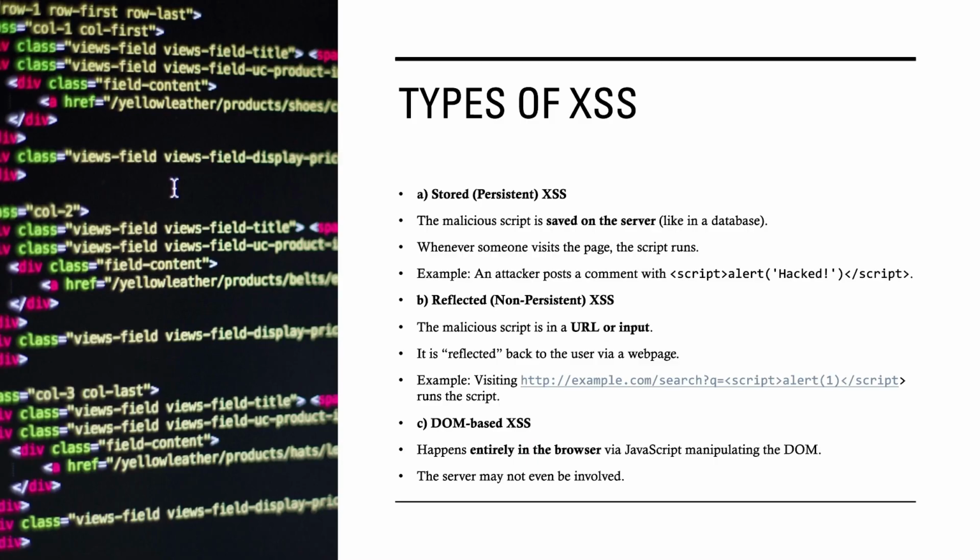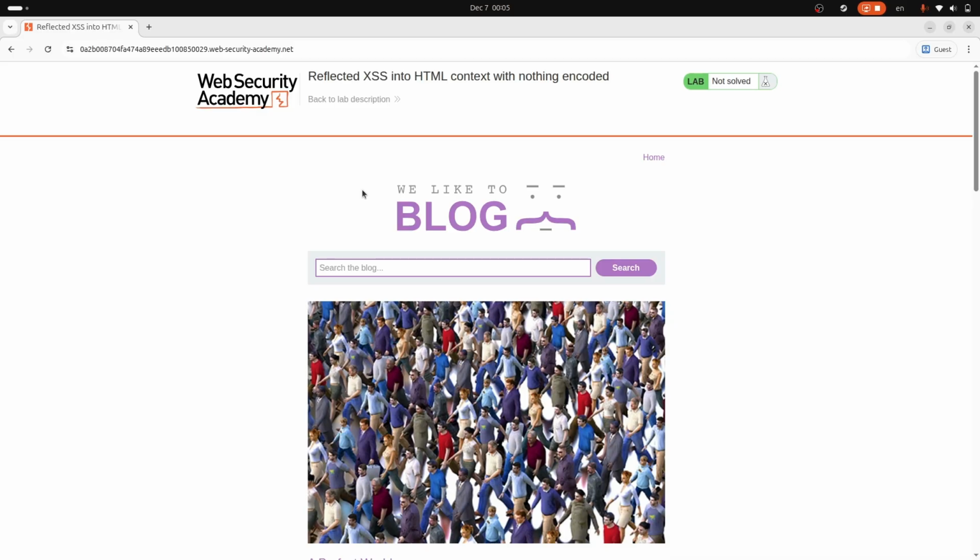The second type is reflected XSS. Reflected cross-site scripting is not as dangerous as stored cross-site scripting because it doesn't run in the background. The malicious script is in the URL or an input field. This is reflective. For example, you are visiting some website, and in the search bar you type script alert 1. That could be an example of cross-site scripting. The third type is DOM-based scripting.